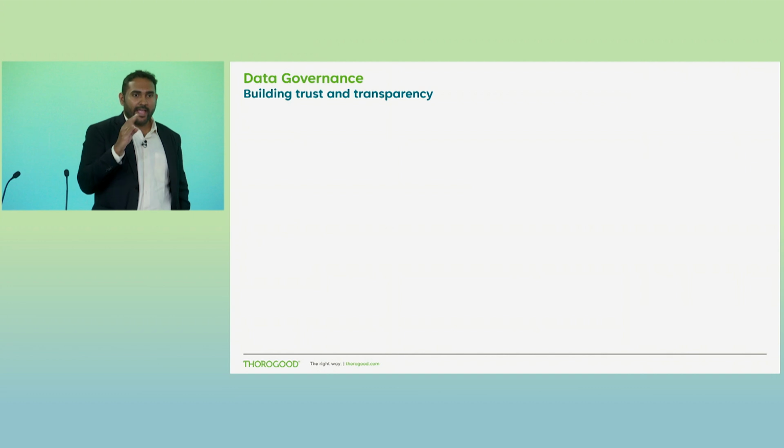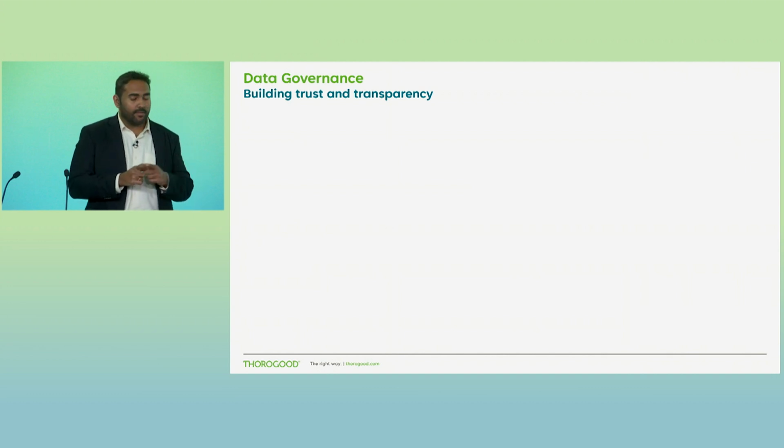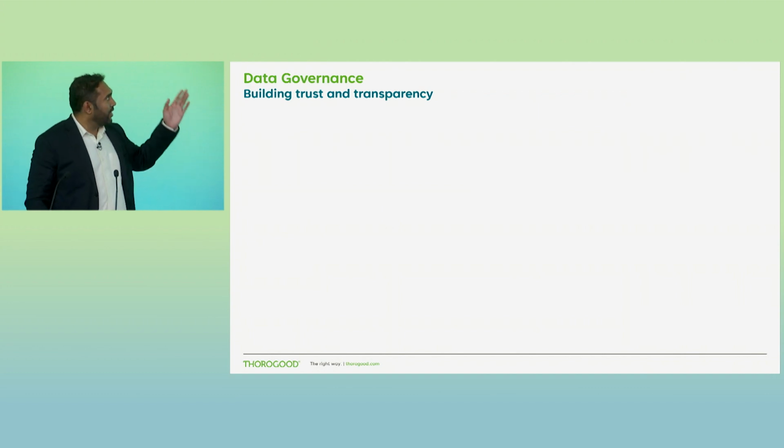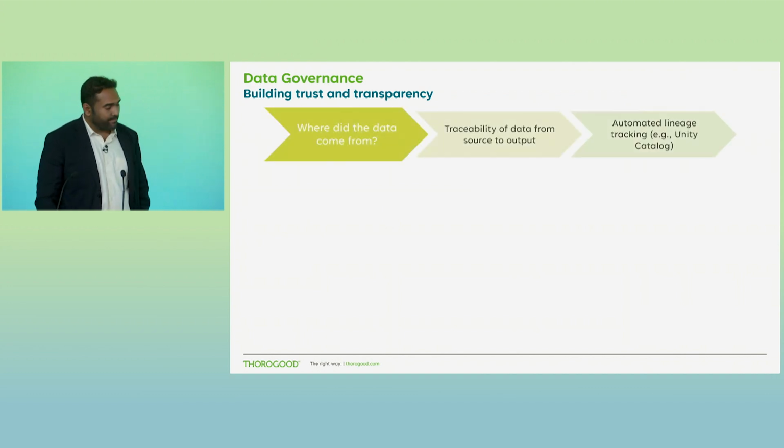The other side is ensuring we have accurate, reliable, and trusted data. That is where data governance comes in. Let's look at some key data governance principles.